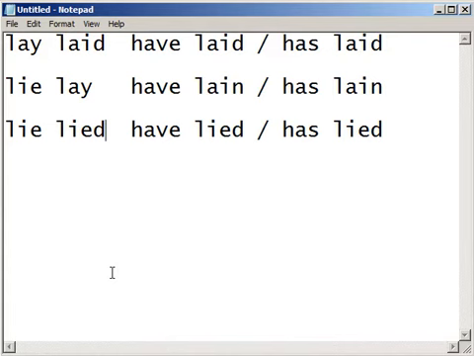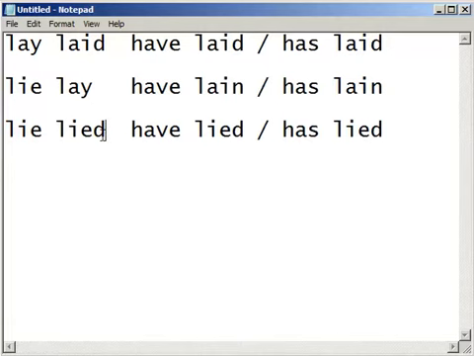The verb to lay is a transitive verb. What this means is that it can take a direct object. What this means is that it's possible to lay something. I can lay a book on the ground, I can lay a pen on the table, things like that. It can take a direct object.